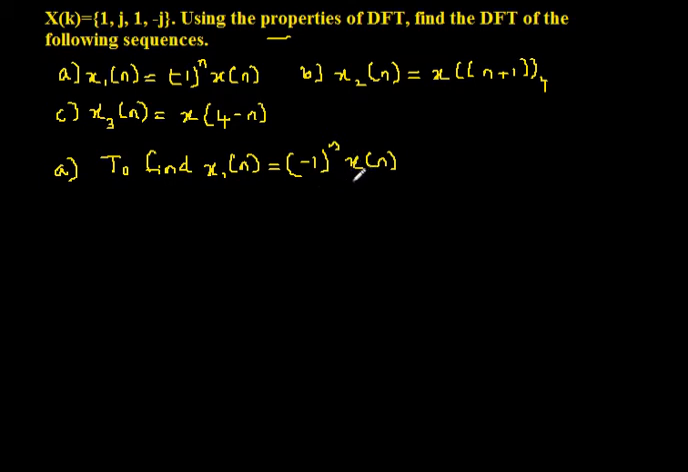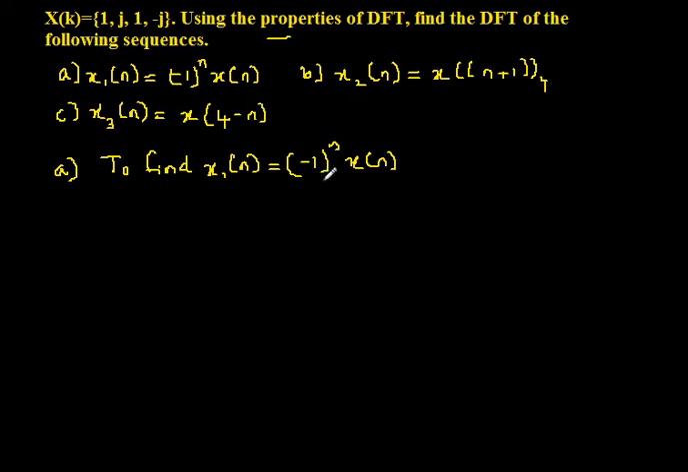A sequence x of n is getting multiplied with minus 1 to the power n, which is equal to multiplication by an exponential in time domain. So that is the property. I'll repeat, it is multiplication by an exponential in time domain, because the signal is in time domain and it is getting multiplied with an exponential. That property is very famously called the frequency shift property. Is that okay? So the property here is the frequency shift property.